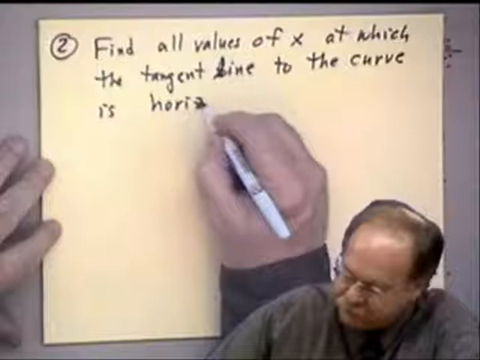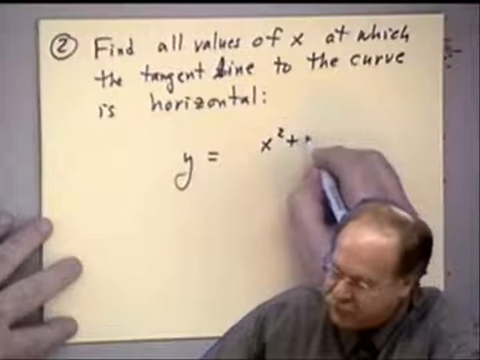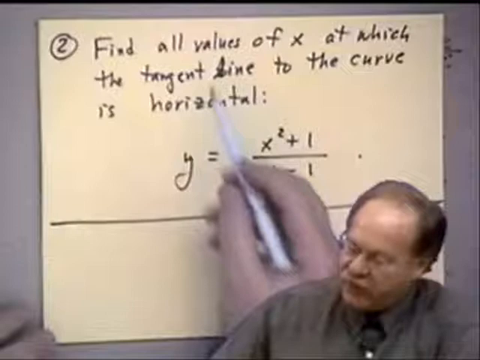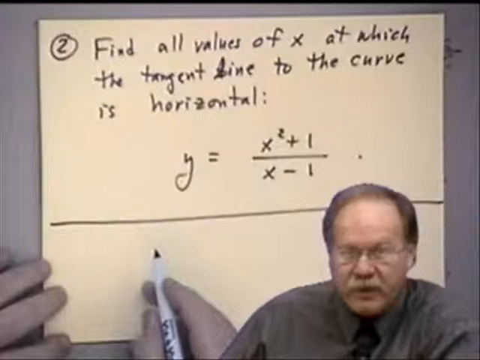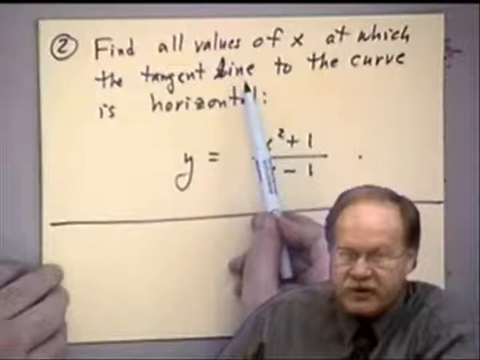And here's the curve, y equals x squared plus 1 over x minus 1. So find all values of x at which the tangent line to this curve is horizontal. Give that a try. For this problem, we want to understand what it is we need to do. We want to find all values of x at which the tangent line to the curve is horizontal.